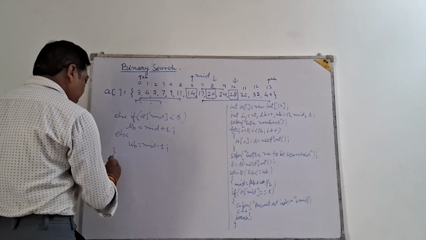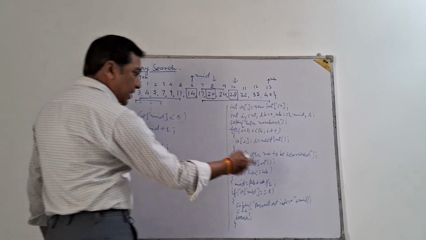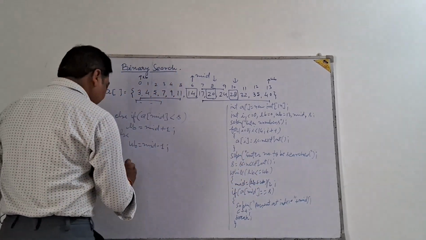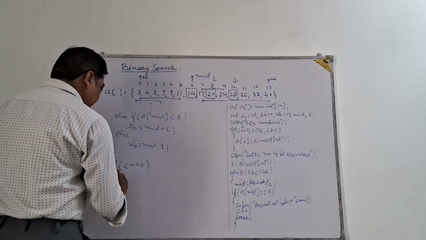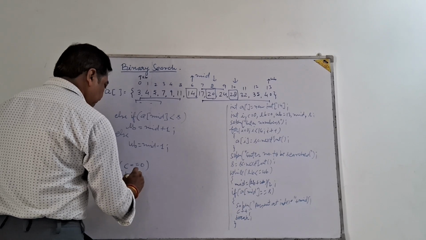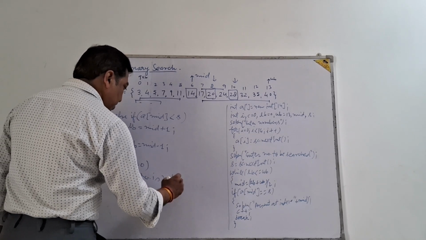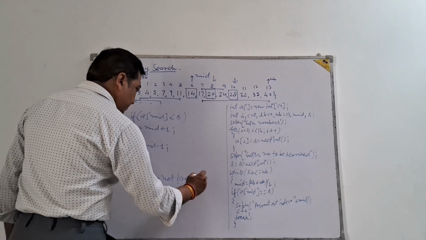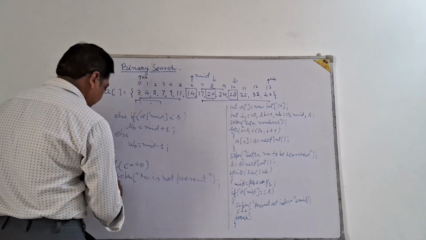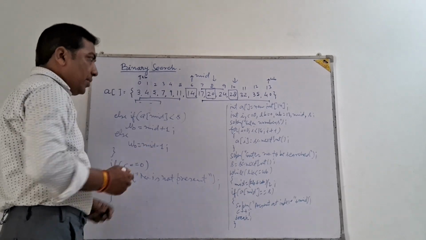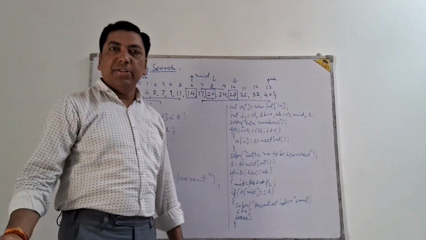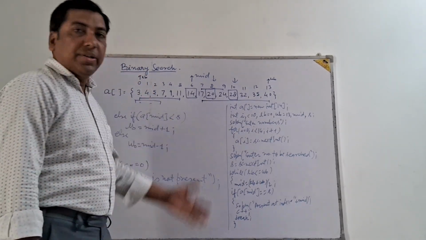And outside the loop, if after completing this loop also the counter is 0, it means that the number is not present. Number is not present. End of main, end of class. So this is the binary search technique. I hope it is clear to you.